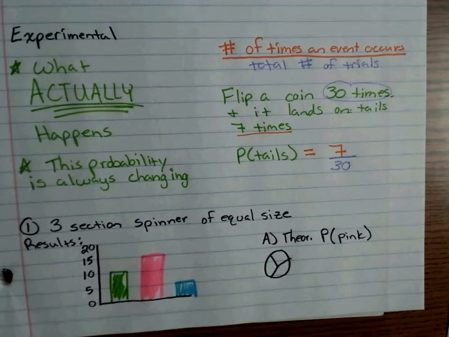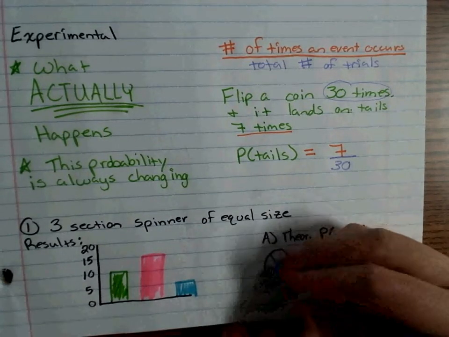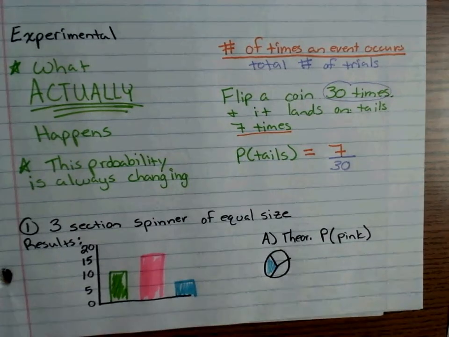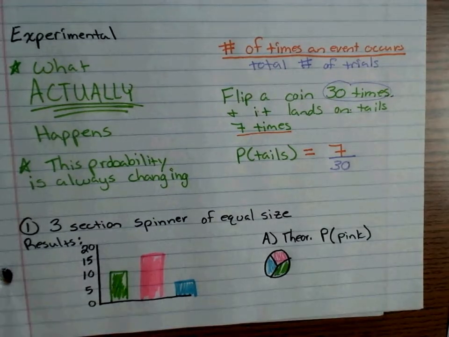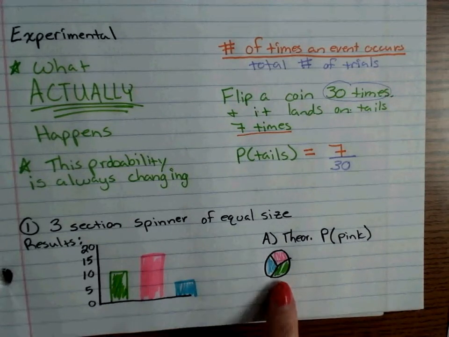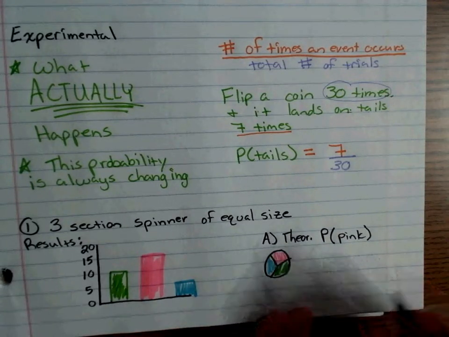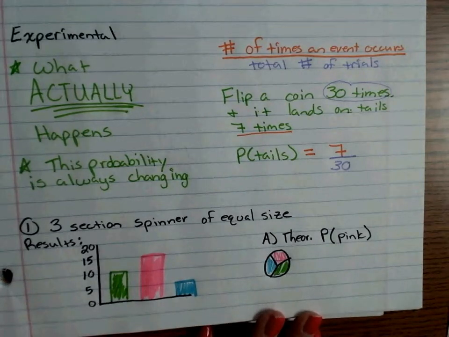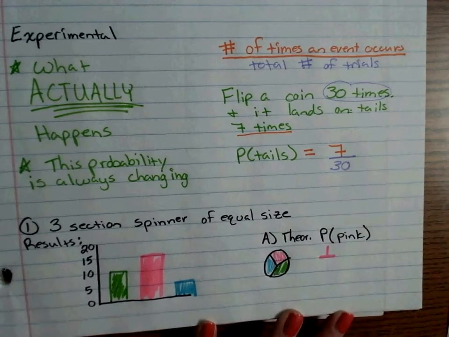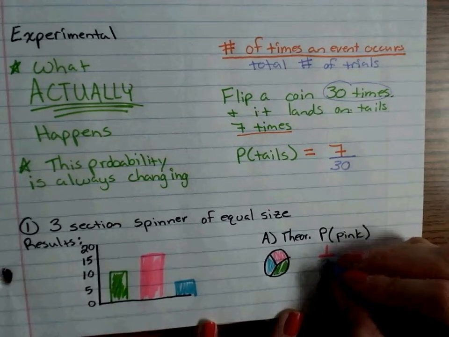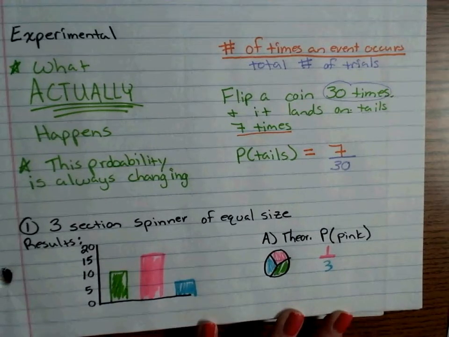Okay, I know that one of them is going to be blue. One of them is going to be green. And one of them is going to be pink. There, I've just drawn my spinner. So the theoretical probability is based off of the spinner. What's the probability of landing on pink? 1/3. Pink occurs 1 time out of 3. So it's 1/3.